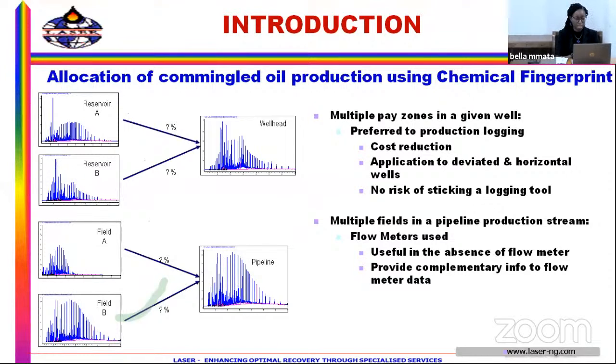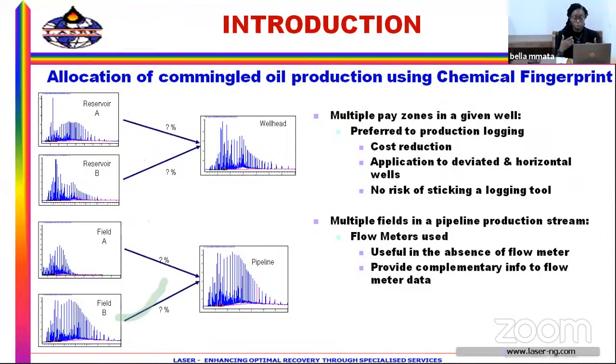As you can see in that slide, we have a situation where we have production from 2 zones, 2 different reservoirs, and then by the time these reservoirs' fingerprints are produced, we have the commingled fluid. So the question becomes, what amount of reservoir A is in this commingled fluid? What amount of reservoir B is in this commingled fluid?